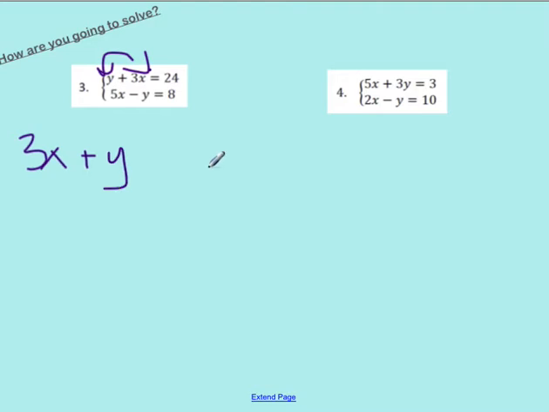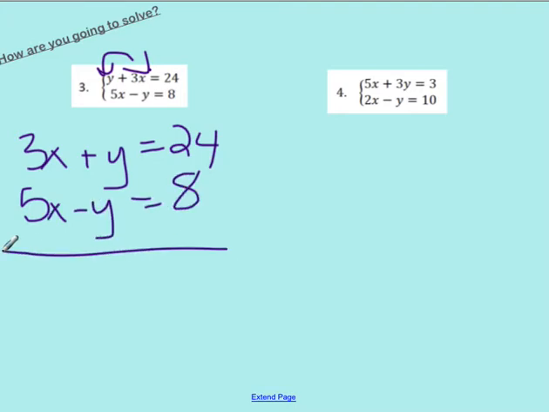24. Then I have 5x minus y is equal to 8. Now I can go ahead and add down the columns, because since I switched those around, my y's have opposite signs. That's a good time to use elimination. So 3x plus 5x is going to give me 8x. Y plus a negative y is going to cancel out. 24 plus 8 is going to give me 32.